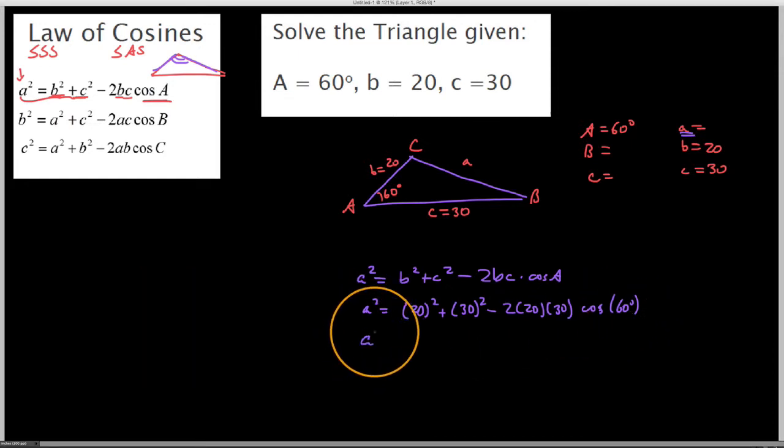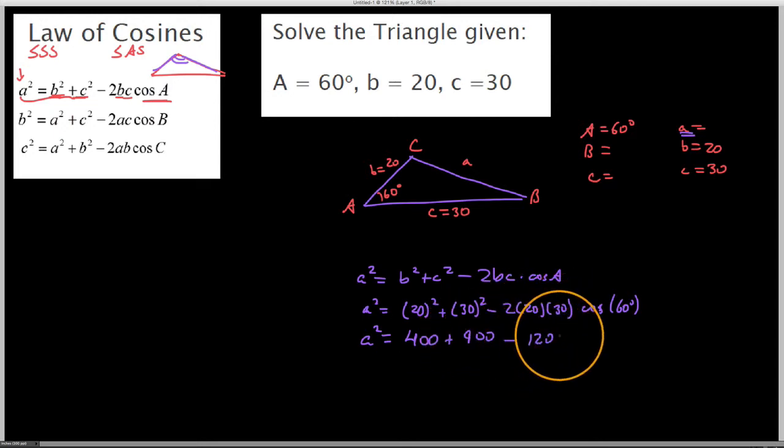So we'd say a squared equals, well, this would be 4 with 2 zeros plus 9 with 2 zeros. 2 times 20 is 40, and 40 times 30 would be 1200, and the cosine of 60 is actually, we said, a half. So really we get a squared is equal to 1300 minus, now we have to multiply all this first. We can't just subtract straight across. 1200 times a half would be 600. And so if we subtract these off, we get a squared is equal to 700.